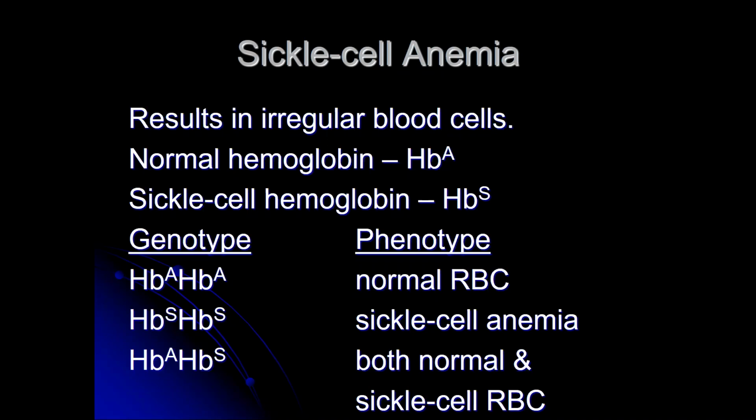So sickle cell anemia, this will be our last, I think, presentation here on genetics. Sickle cell anemia results in irregular blood cell shape. The normal hemoglobin is designated as HB super A. Sickle cell hemoglobin is designated as HB super S. If you have the HB super A in the homozygote form, you're going to have normal red blood cells. If you have the HB super S in the homozygote form, you're going to have sickle cell anemia. And if you are heterozygote, have one of each type, you will have both normal and sickle cell red blood cells, RBCs, produced.